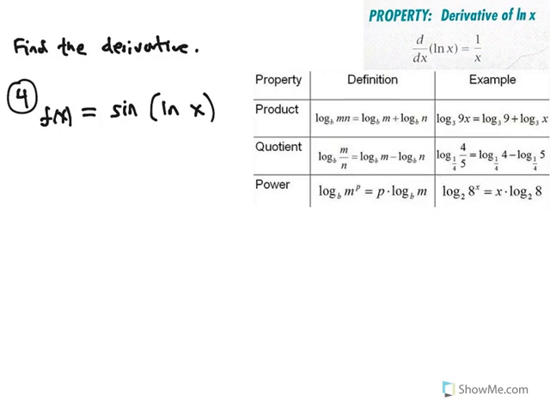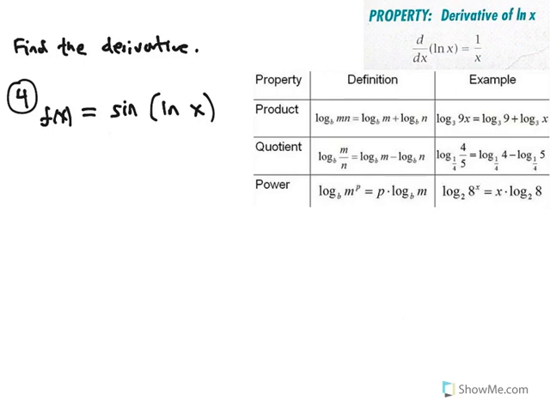Here we have number 4, and you want to understand that what you have here is not a product of two functions, but a composition of two functions. Because remember, sine has to be followed by an argument. And here you see that sine is followed by its argument, which is natural log of x. So you're not multiplying the sine and the natural log functions. Rather, you're taking sine of natural log of x. So you should correctly see this function as a composition of two functions. It is not a product of two functions.